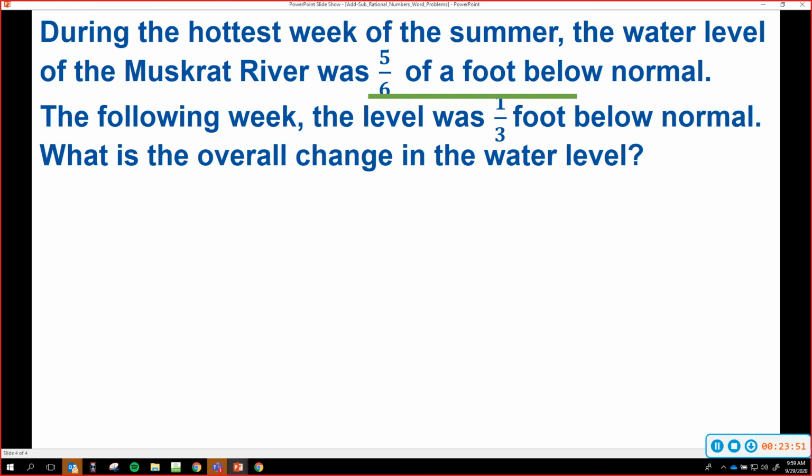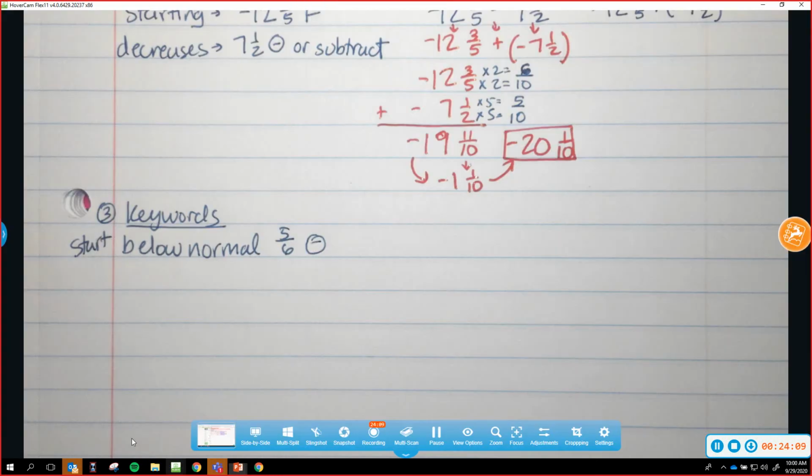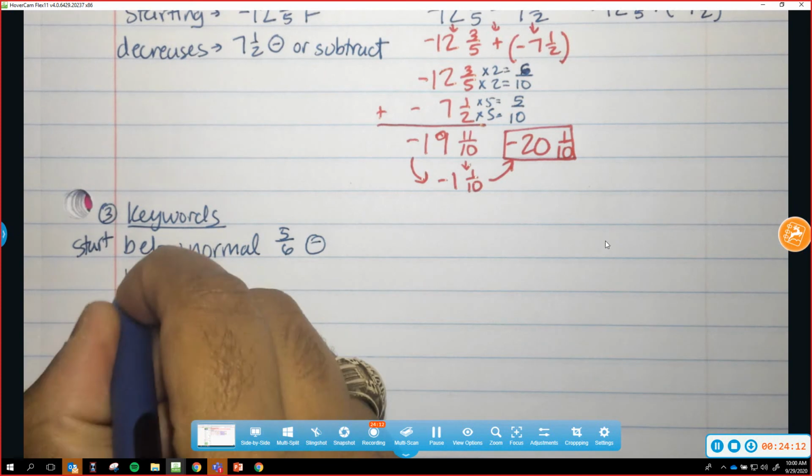Alright. Aman, what's the next number and keyword that I noticed? The level was 1/3 foot below normal. Right? And so that's the following week. So it's kind of the change I'm noticing. And if it's below normal, what do we say that would be, Aman? Positive or negative? Negative. Perfect.